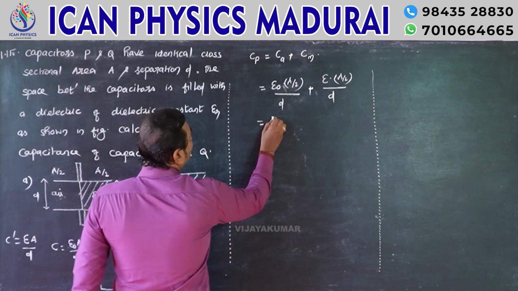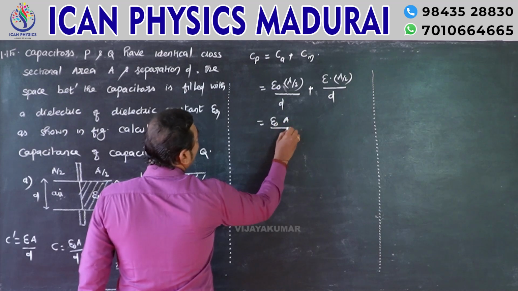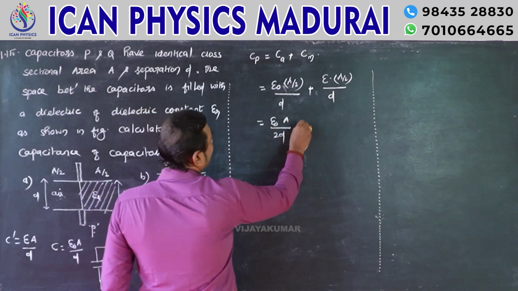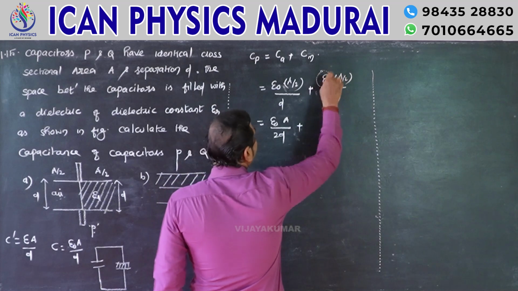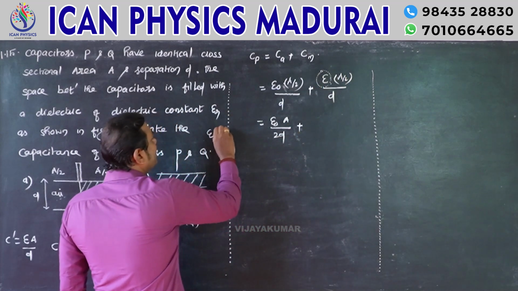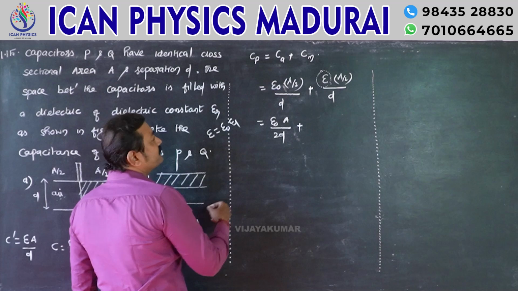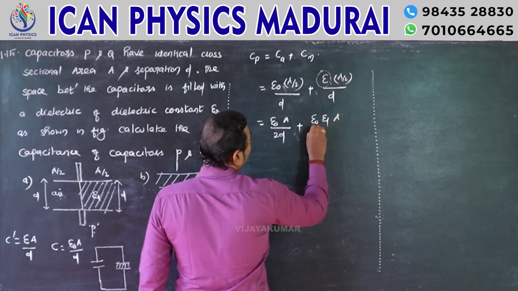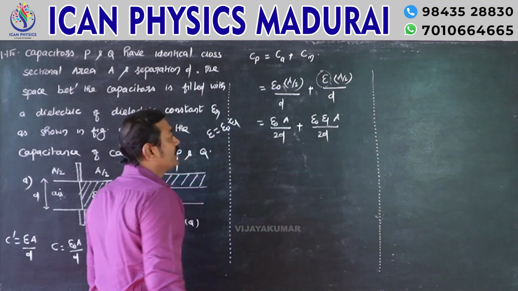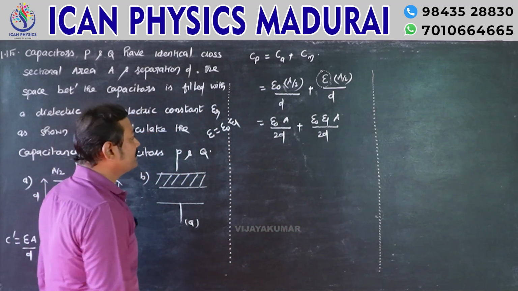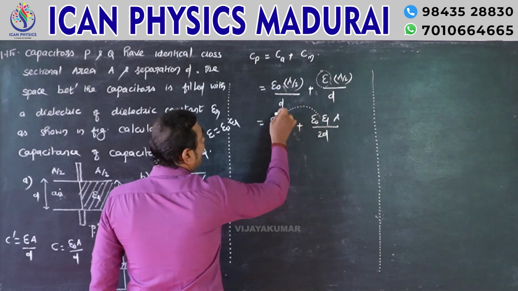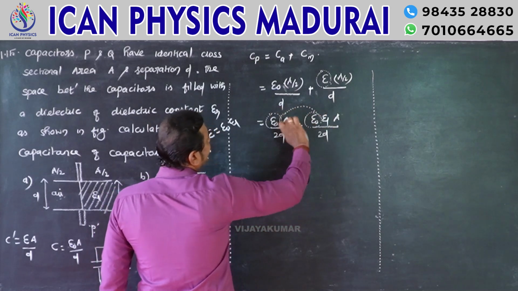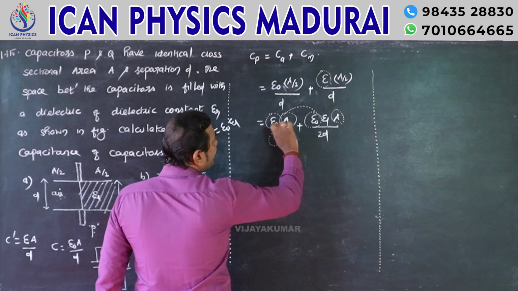Now the formula becomes epsilon 0 A by 2D plus, instead of epsilon, epsilon equals epsilon 0 epsilon R. So epsilon 0 epsilon R, now A by 2D. Now we have two terms. In both terms we have epsilon 0, A, and 2D.